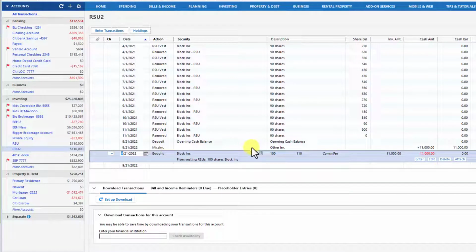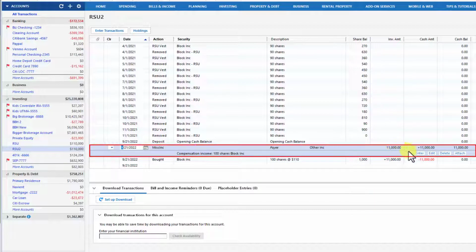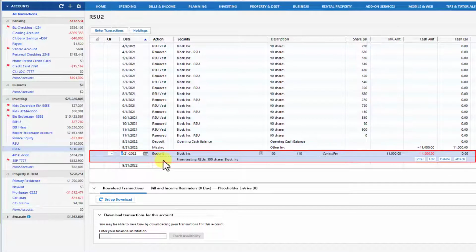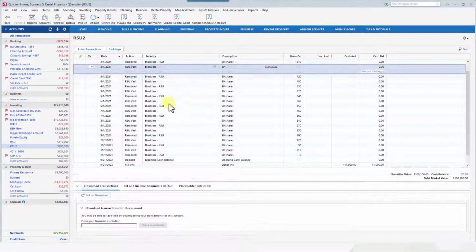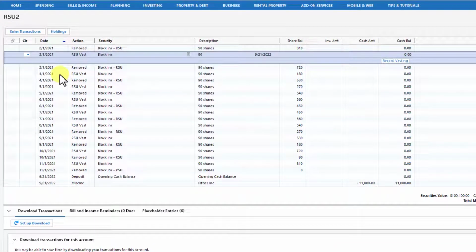Now what we've just done is we've recorded income of $11,000. That's 100 shares times $110, and that's what we call other income. And then, of course, with that income, we bought the securities at $110, and that is our basis. And it just says from the vesting RSUs. So this is very good, and it defaulted to the day that I am recording this video. In reality, we would probably need to backdate that. Okay, now let's do it the other way.